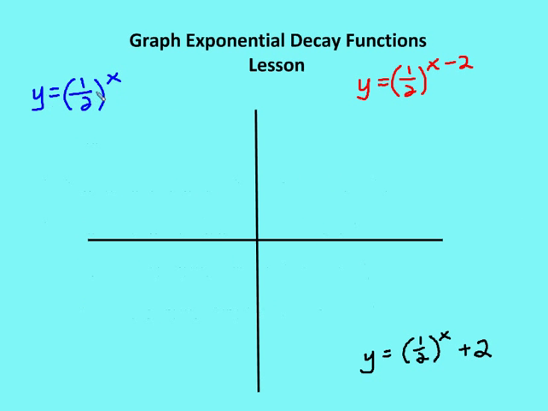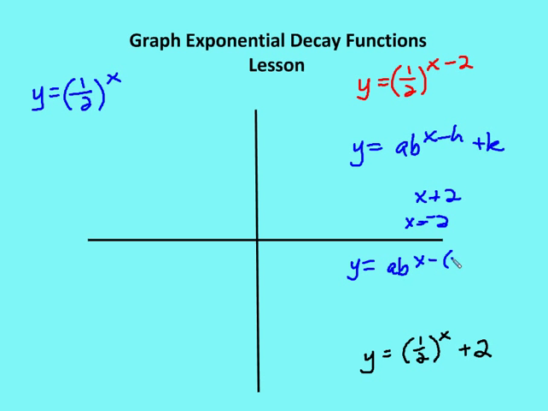Right, so in the first case, we have no shift. This is basically our parent function of the two. In the second case, I'm shifting the graph to the right by 2 units. So remember, the form is y is equal to a times b to the x minus h, plus k. And in this case, the value of h is going to be 2. Now, if I said x plus 2, then h is going to be a negative 2. And why is that? Because I'm rewriting this as a times b to the x minus a negative 2, which ends up being positive 2, plus k.